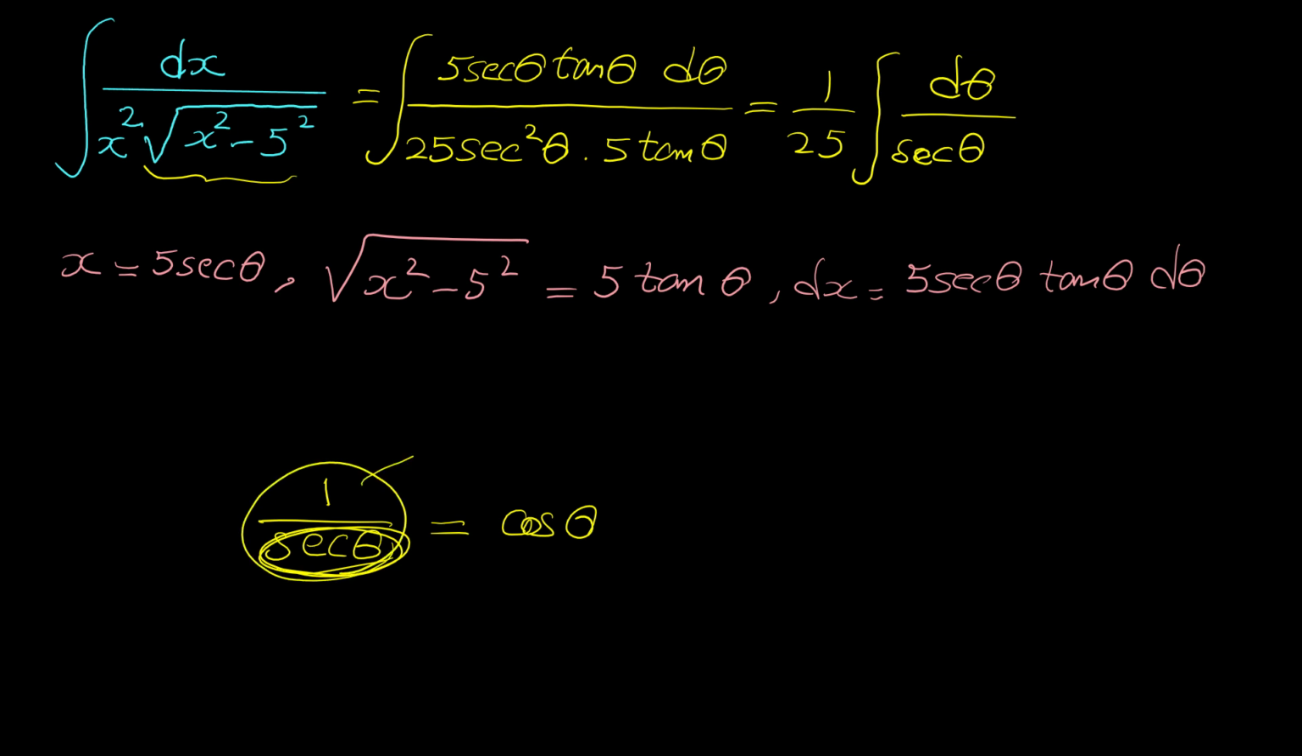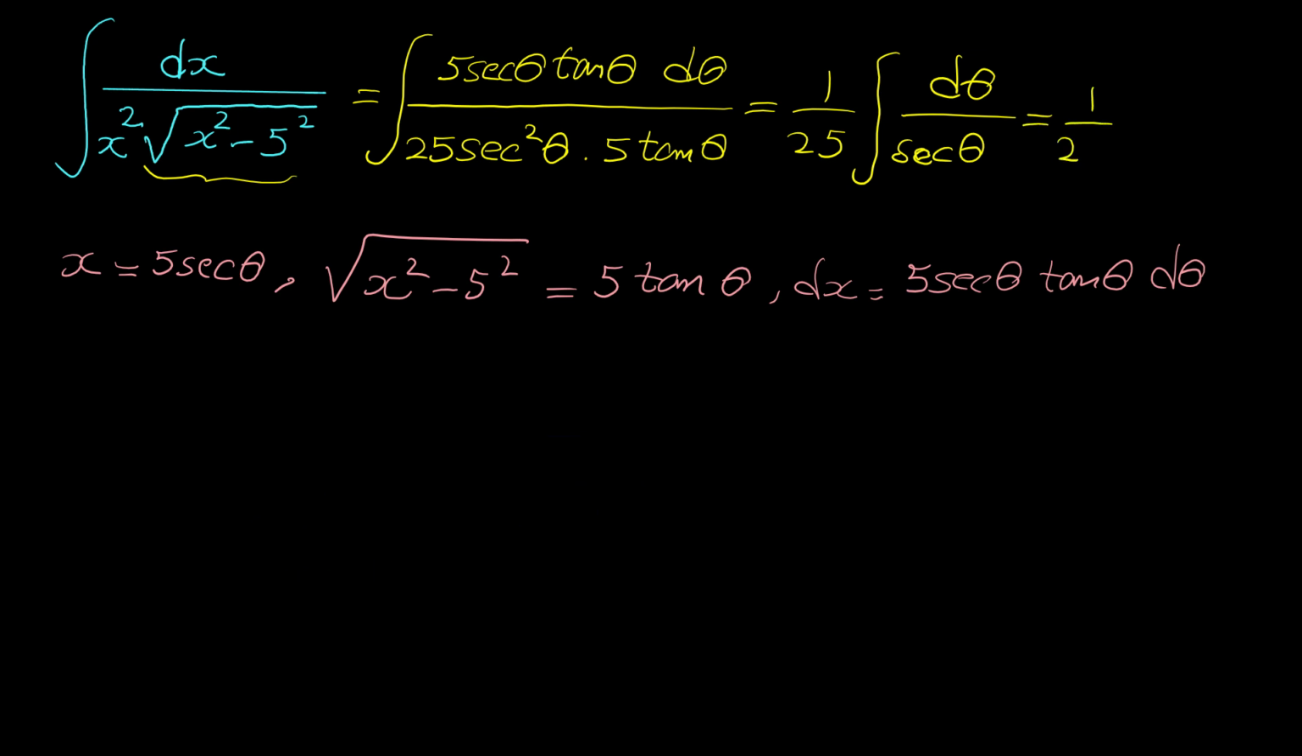So basically here we have 1 over cosine. The reciprocal of cosine is cosine. So this equals 1 over 25 integral of cosine theta d theta. Now the integral of cosine is sine theta. So this equals 1 over 25 sine theta plus c, and this is the answer of the integral.